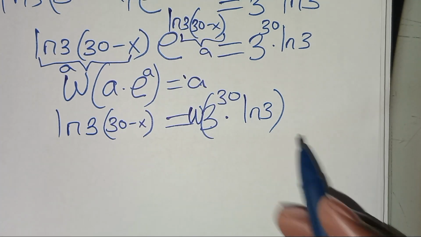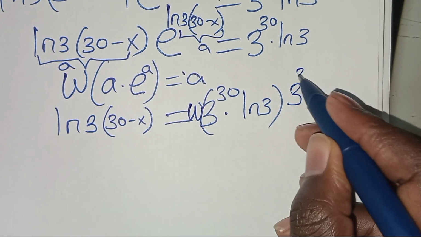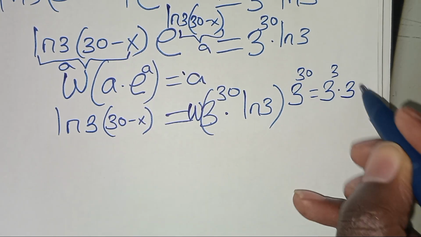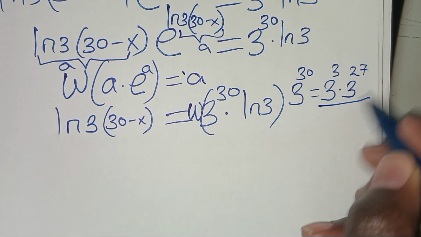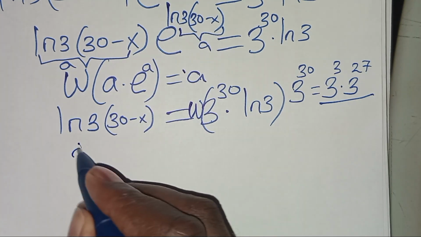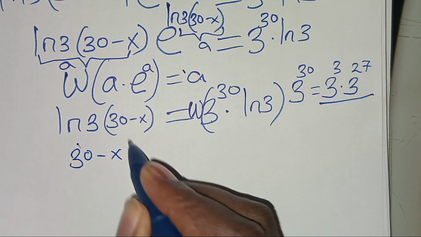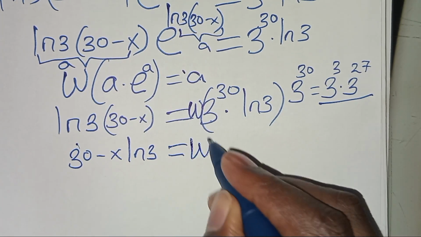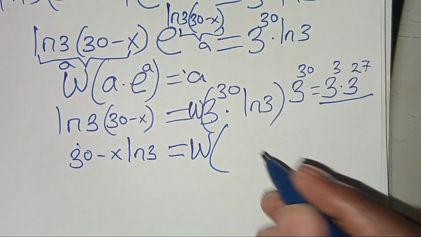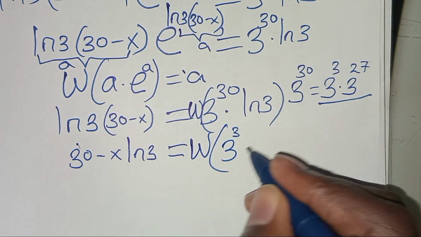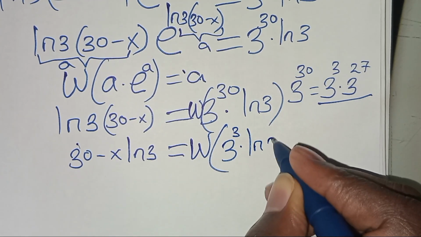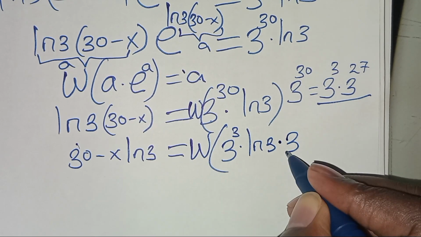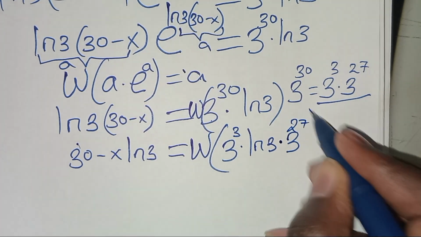Now from what we have here, we can express 3 to the power of 30 as basically 3 to the power of 3 multiplied by 3 to the power of 27. Okay, so let's substitute this. We have that subtract x natural log of 3 is equal to the Lambert W function of 3 to the power of 3 multiplied by natural log of 3 multiplied by 3 to the power of 27.